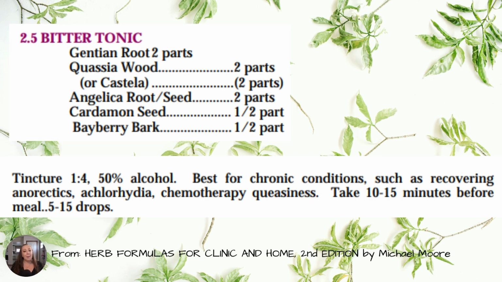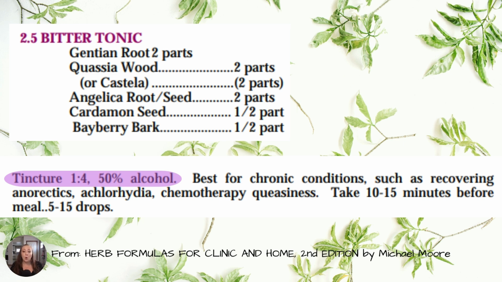Now, what happens if you have something a little bit more complicated, like this example? And this one is from one of Michael Moore's books, Herb Formulas for Clinic and Home. And this is for a bitter tonic tincture. So the first part that we would want to look at when you see something like this is right here. So this is telling us it's a tincture at a ratio of 1:4, 50% alcohol.